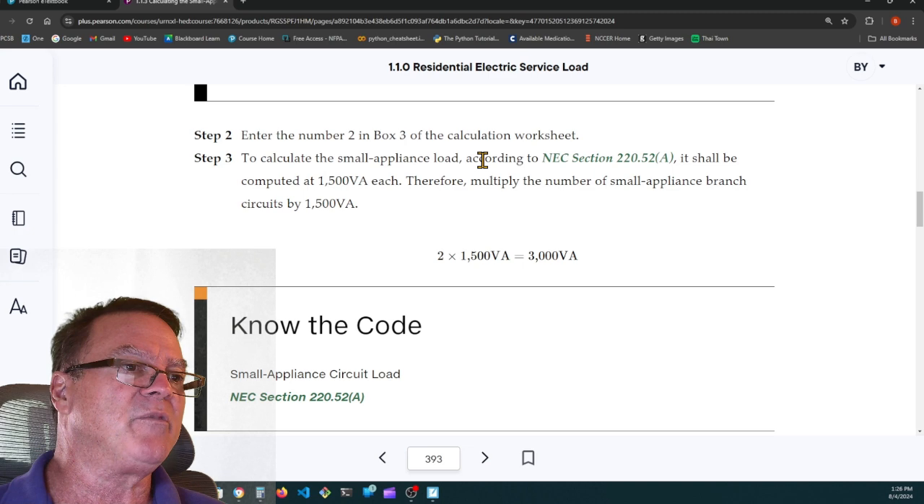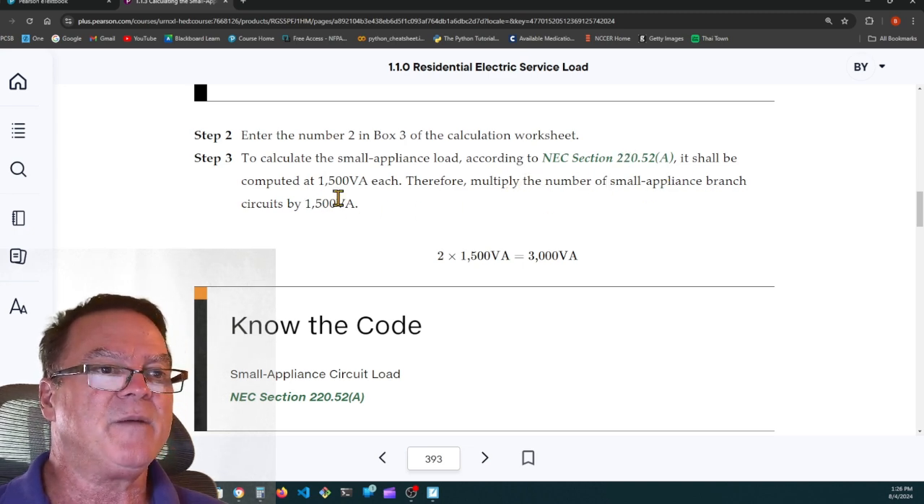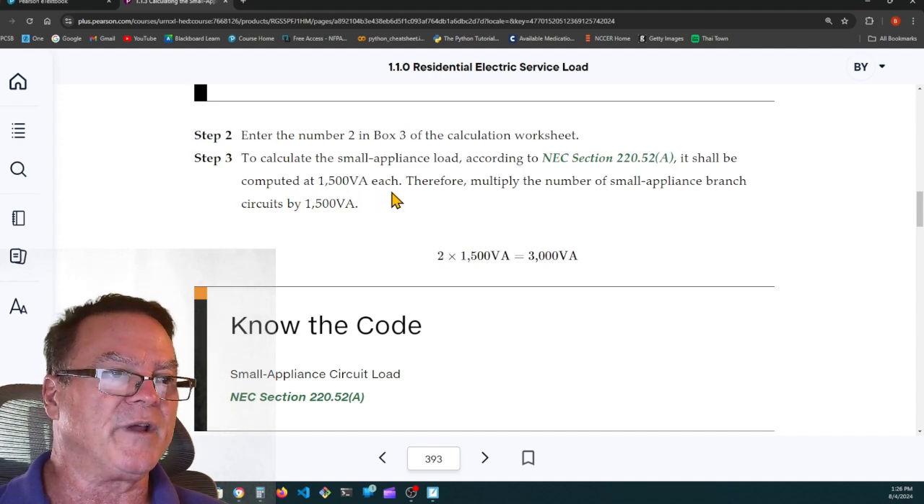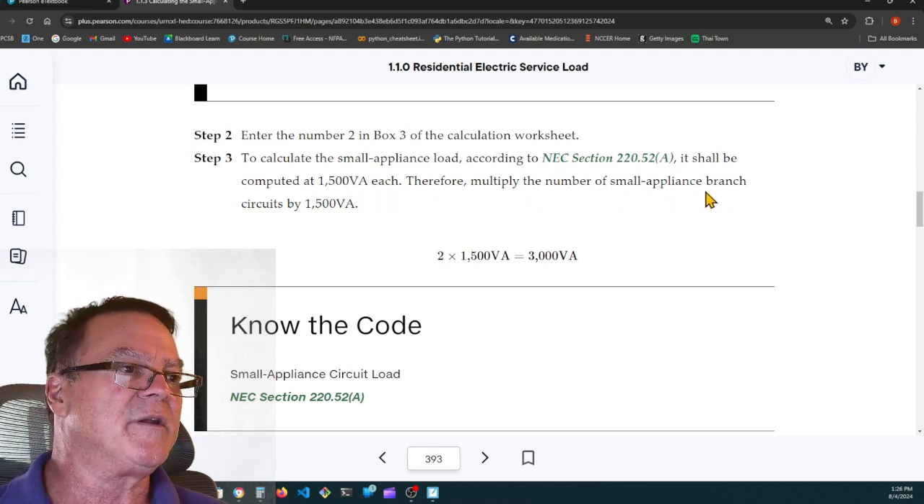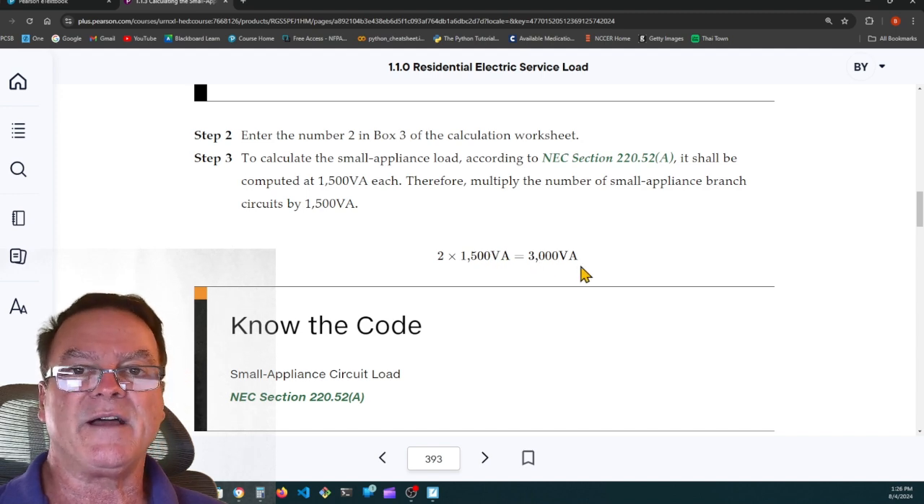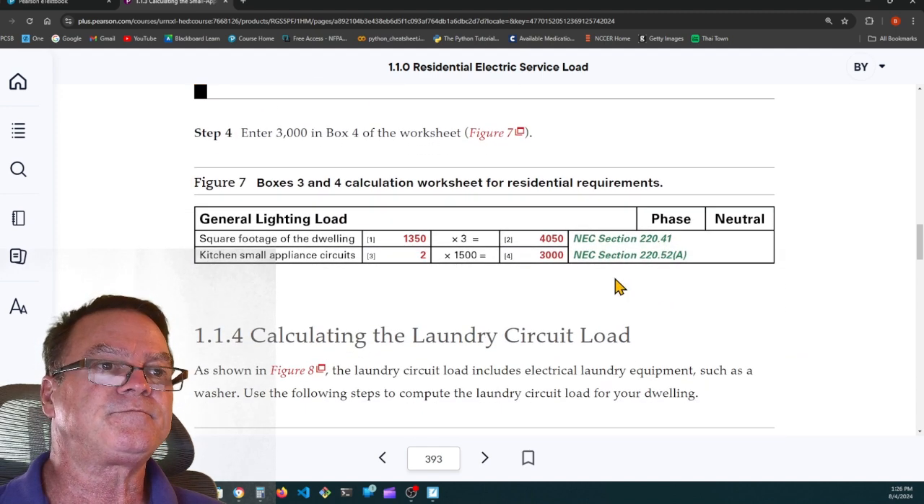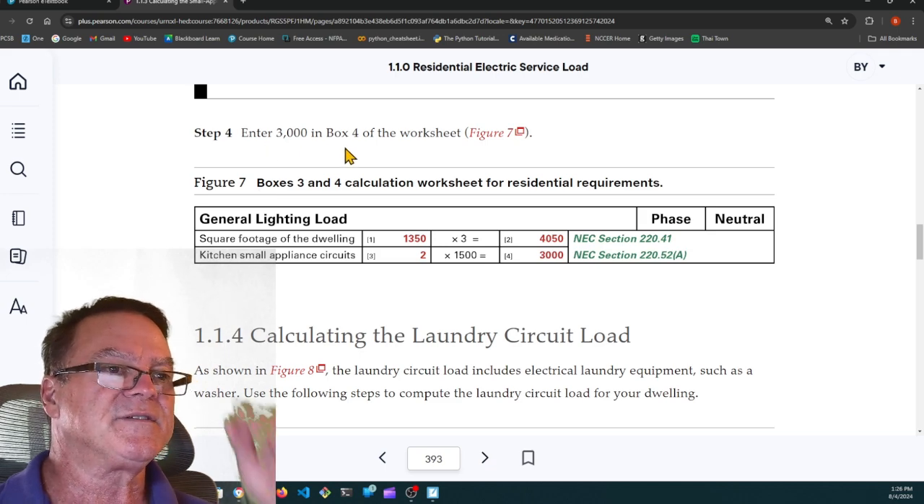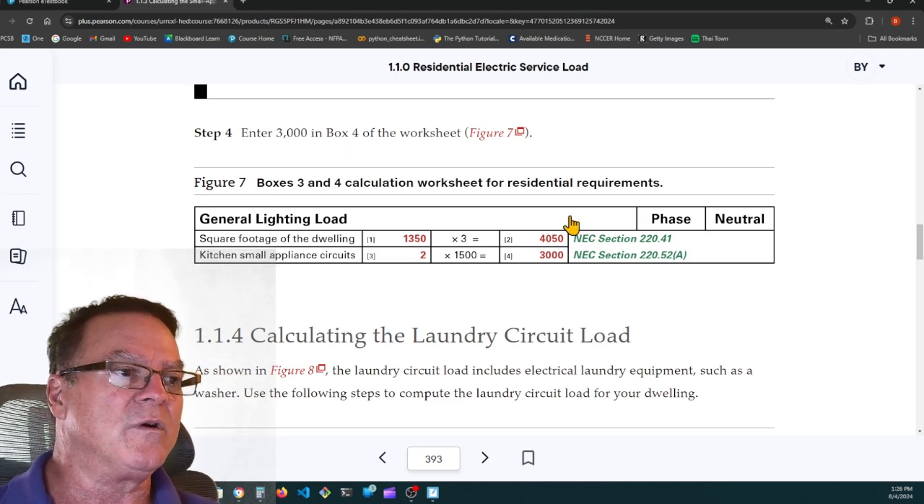To calculate the small appliance load according to NEC section 220.52a, it shall be computed at 1,500 volt amps. Therefore, multiply the number of small appliance branch circuits by 1,500 volt amps. That equals 3,000 volt amps. Enter 3,000 in box 4 of the worksheet.